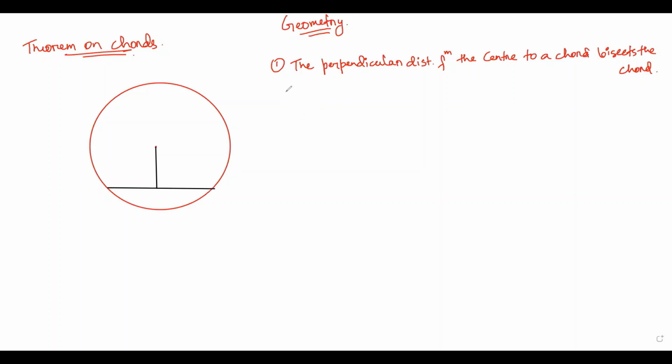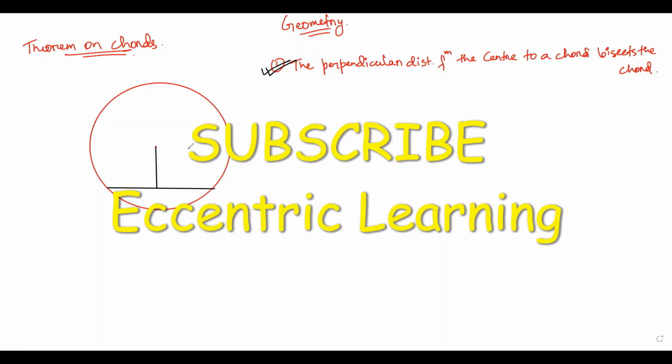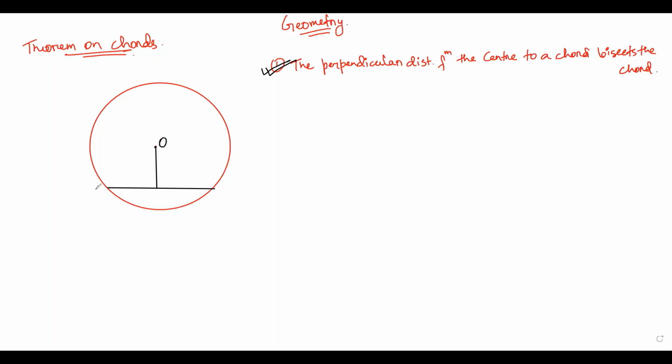Now, there are some theorems on chords which we need to remember. The first is that the perpendicular from the center to a chord bisects the chord. Say we have a circle with center O and there is a chord AB, and a perpendicular has been drawn from the center on the chord AB at point P. So this theorem states that if OP is perpendicular to AB, then AP would be equal to PB. That is, the perpendicular from the center to a chord will bisect the chord.